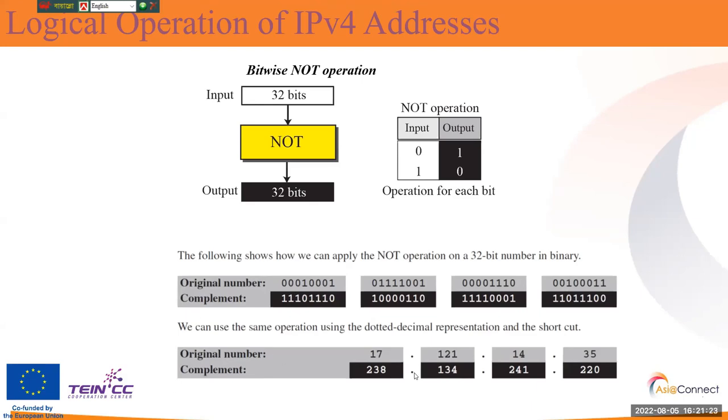But how can you convert this in decimal notation? The original number is 17. And then how can we complement it? Basically, for the complement of this dotted decimal notation, you need to subtract the original number from 255. So from 255, if we subtract 17, we get 238. Then 121, 135, 14 with 241, 35, 220. Do you understand or not? This is basically the complement. Okay, next, the NOT operation we need.